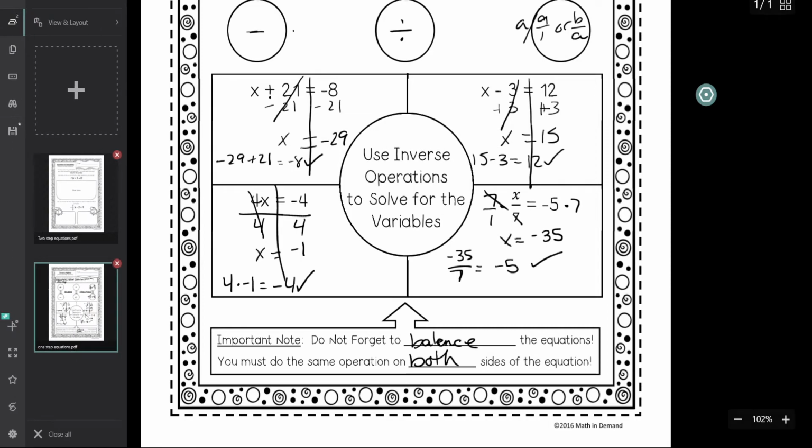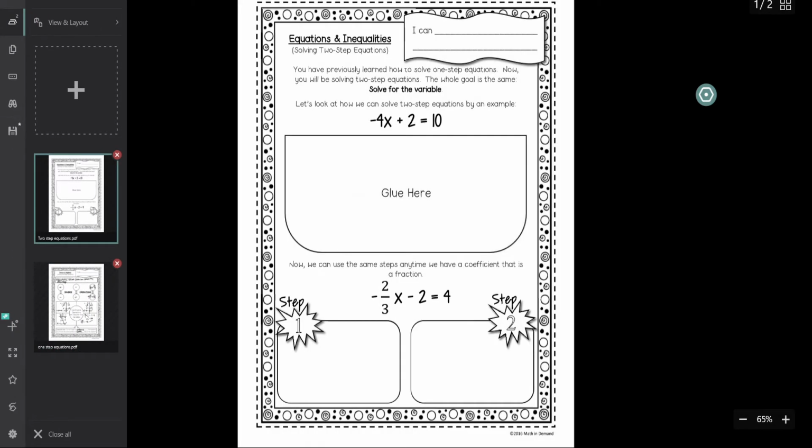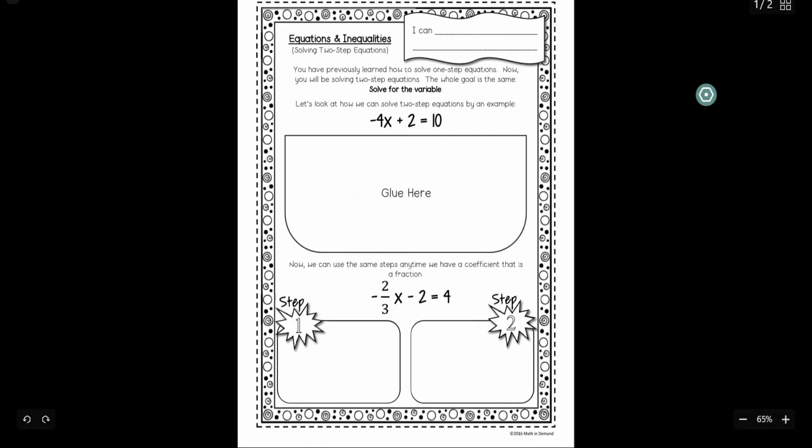Okay, let's go on to 3.2. Solving two-step equations. So basically it's just the same thing as solving one-step equations, except for now we have to do 2 operations. So our goal is to get the variable by itself. So if we want to get x by itself, the first thing we need to do is get negative 4x by itself.